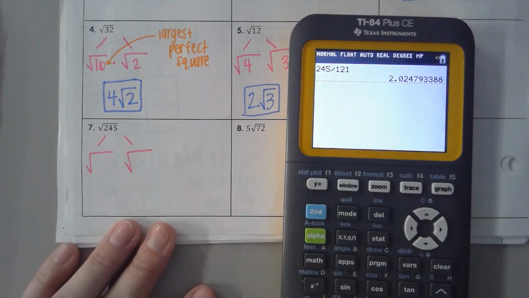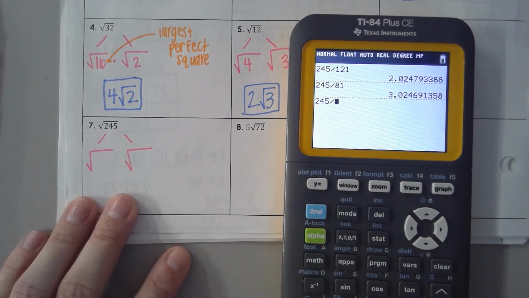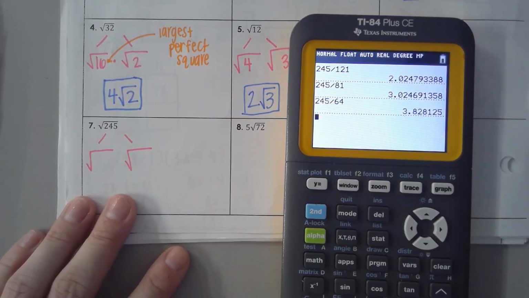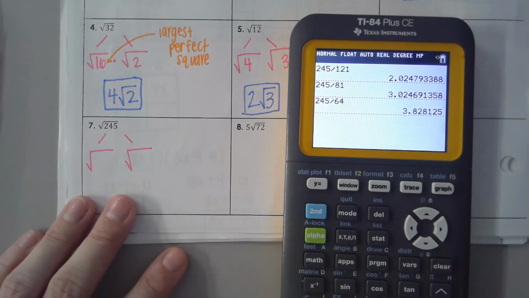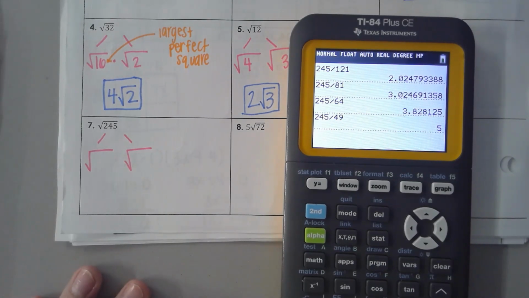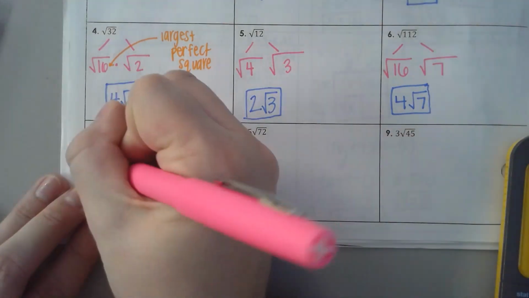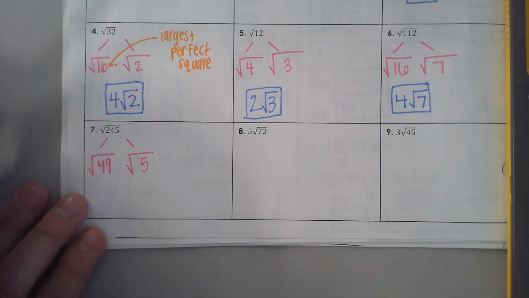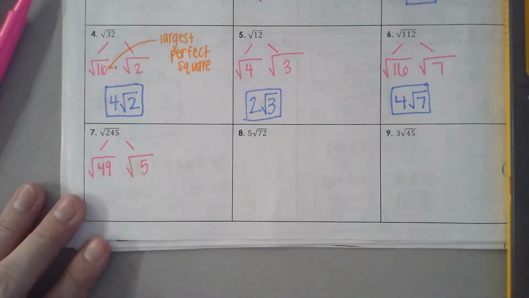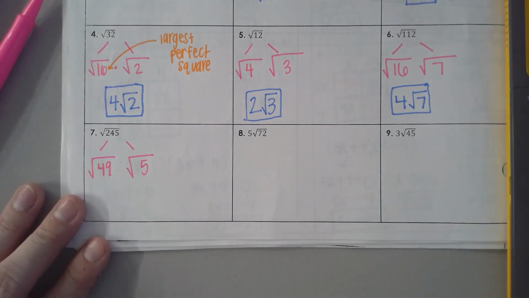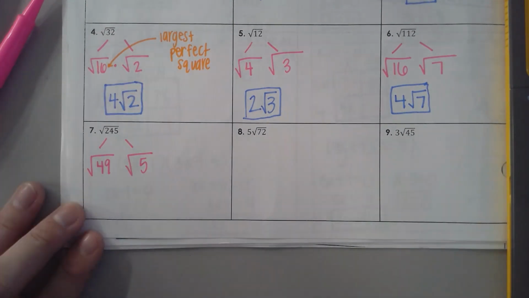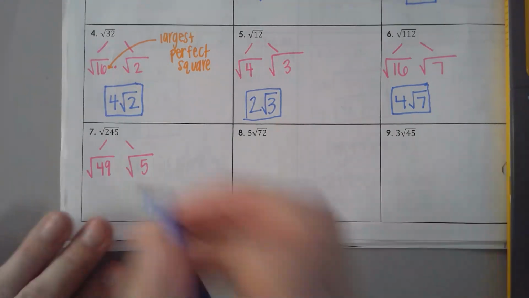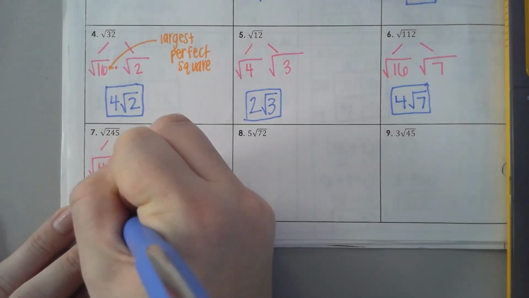245 divided by 81. 245 divided by 64. Found it. 49 times 5 gives me 245. And what is the square root of 49? 7. Bring down the square root of 5.